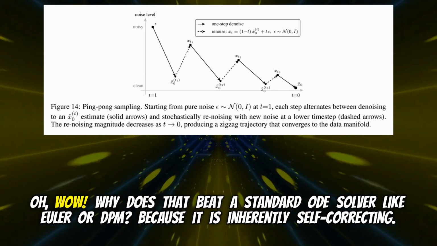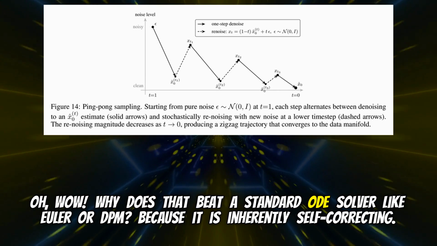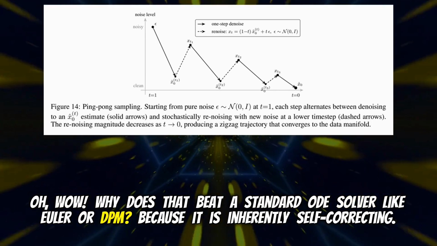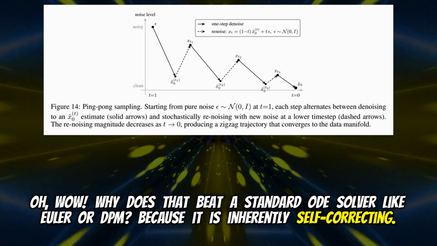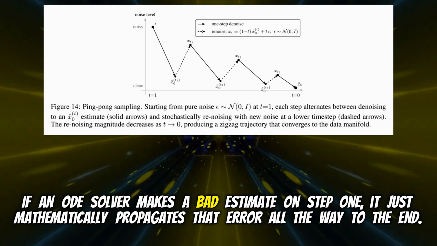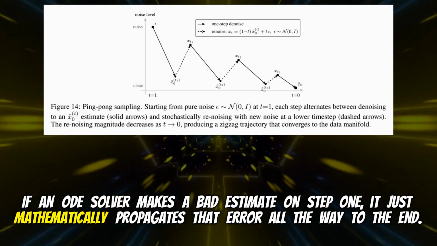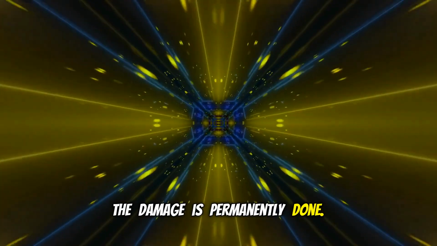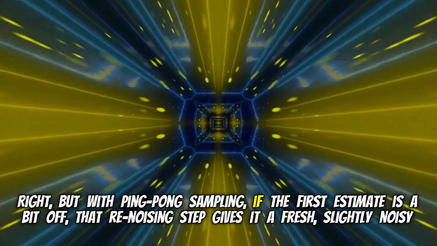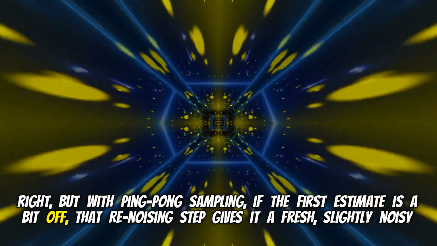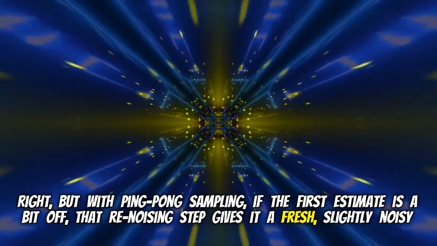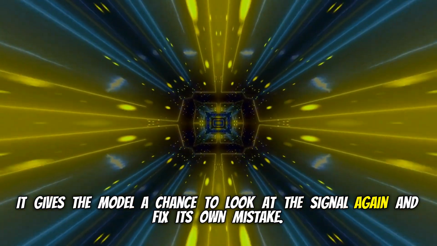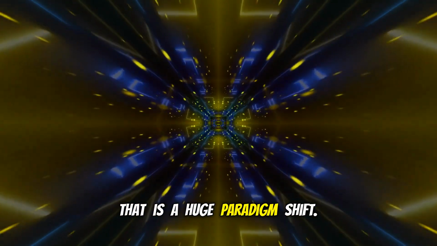Oh, wow. Why does that beat a standard ODE solver like Euler or DPM? Because it is inherently self-correcting. If an ODE solver makes a bad estimate on step 1, it just mathematically propagates that error all the way to the end. The damage is permanently done. Right, but with ping-pong sampling, if the first estimate is a bit off, that renoising step gives it a fresh, slightly noisy state. Exactly. It gives the model a chance to look at the signal again and fix its own mistake. That is a huge paradigm shift.